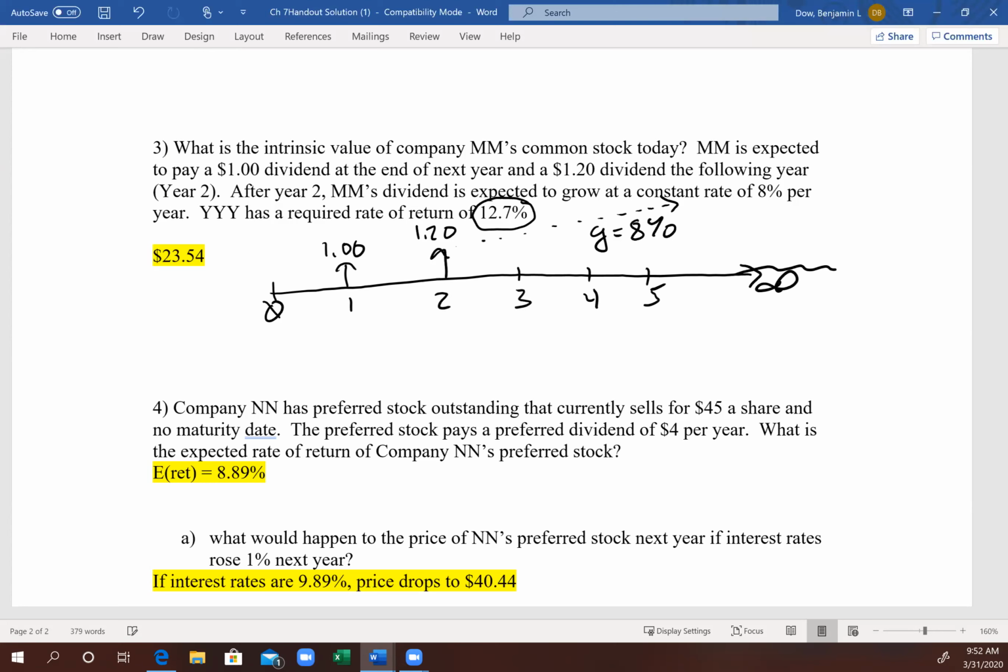So what we can see is if we have a constant growing perpetuity, this is the portion that is constantly growing.